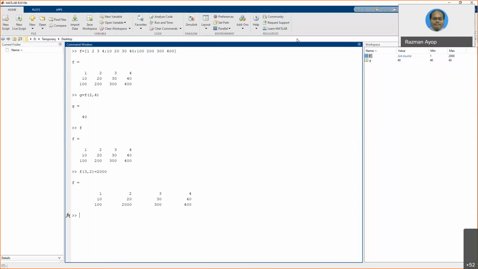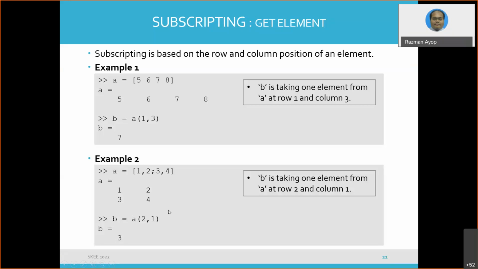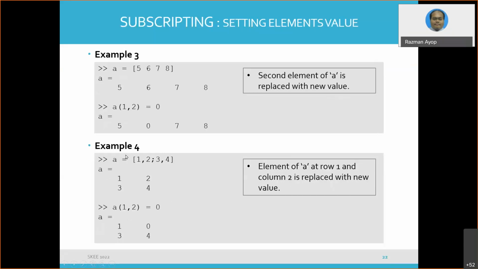The previous one, I showed you how to display the previous value. Now, how to replace it. Next, the same example: how to replace row 1, column 2, so basically how to replace number 2 with 0. In the meantime, you can try it.